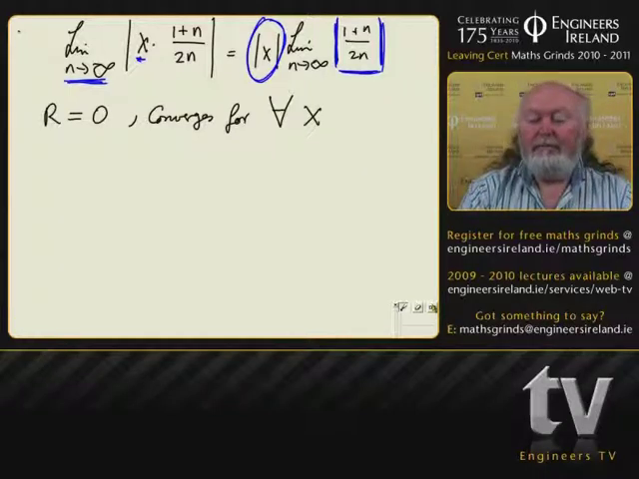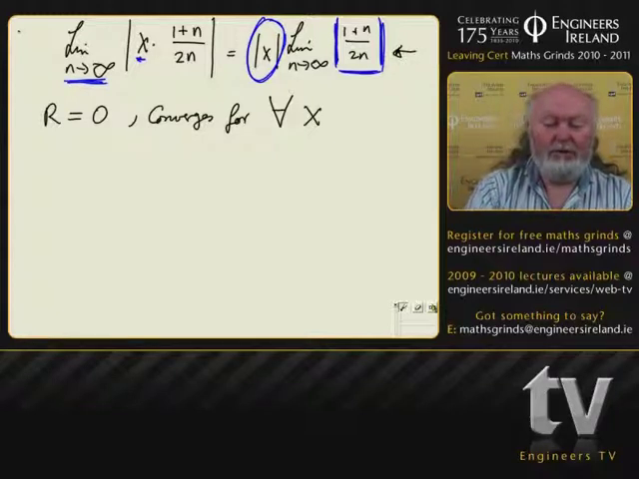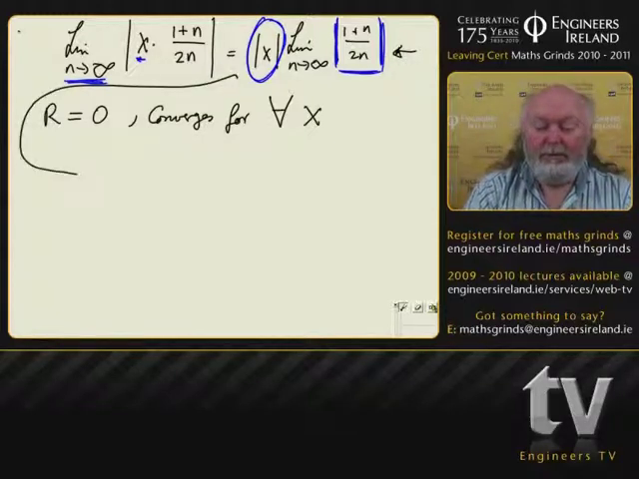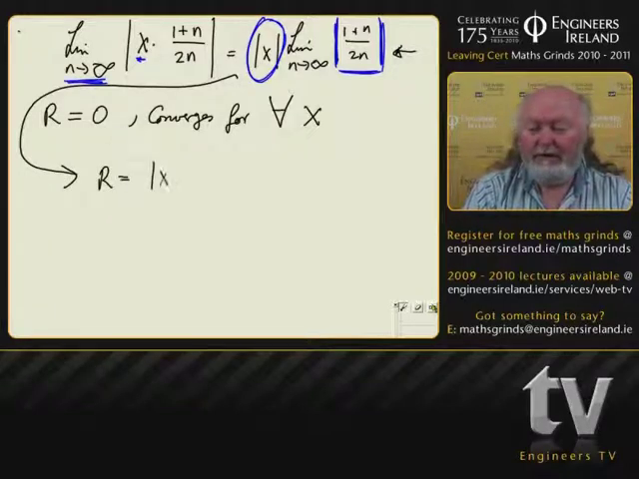And clearly, if we look at this example up here, let's just show you how that would work out. We would find the ratio is equal to the absolute value of x by, and if we work out the limit here, we'll get a half.